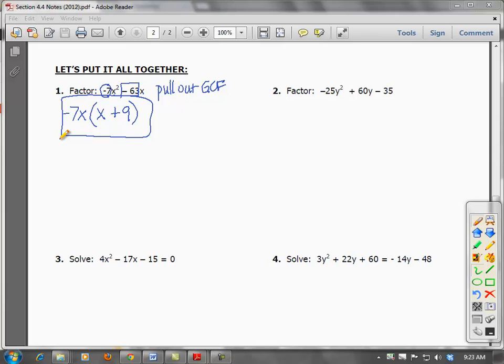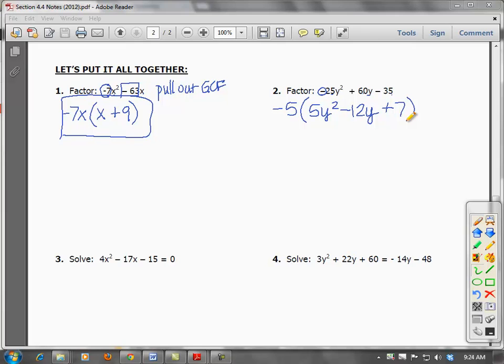Number 2, first of all, let's look for is anything in common. Well, they each are divisible by 5. Because this is negative, I'm going to take that out too. So I'm going to take a -5 out. And if I divide -25 by -5, I get a 5 and I keep my y squared. 60 divided by -5 is a -12 and I keep my y. -35 divided by -5 is a +7.